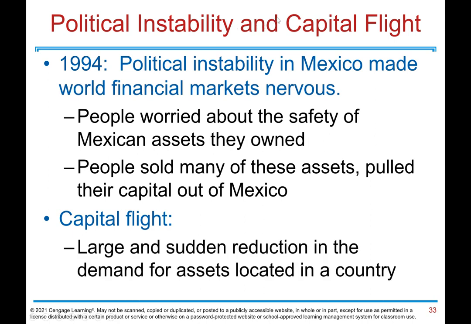Political instability and capital flight. In 1994, political instability in Mexico made world financial markets nervous. People worried about the safety of Mexican assets they owned. People sold many of those assets, pulled their capital out of Mexico. Capital flight is defined as a large and sudden reduction in the demand for assets located in a country.